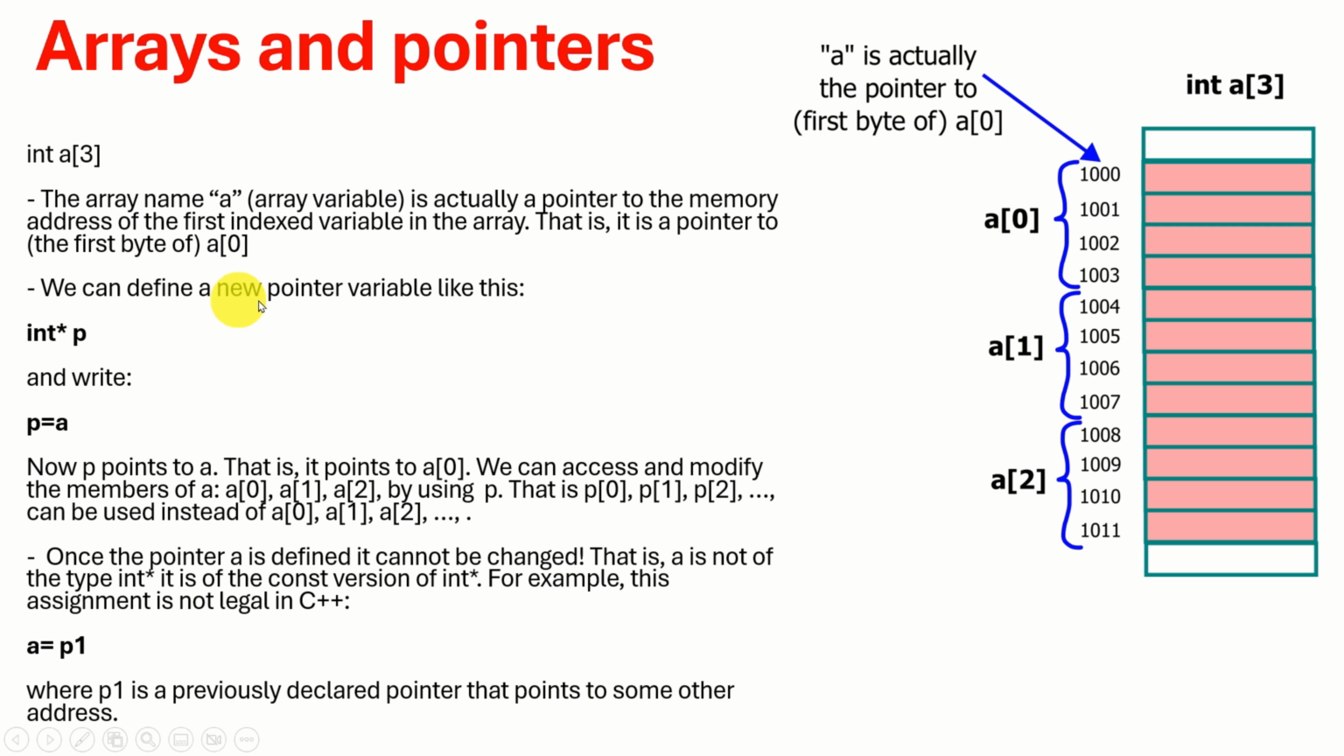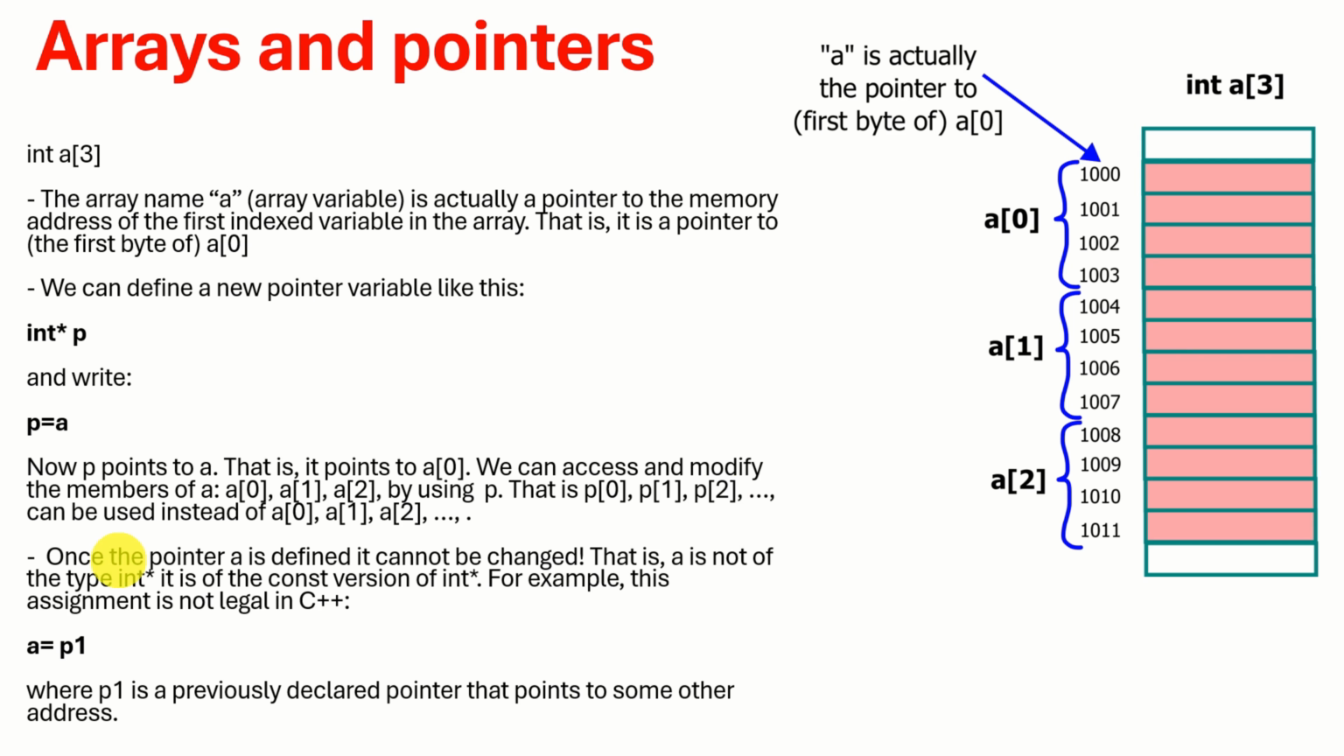Next, we can define a new pointer variable like this, int *p, and then we can write p is equal to A. Now p will also point to the address of the first byte of A0. That is, it will point to A0. And then we can access and modify the members of A, that is A0, A1, and A2 by using p. That is, we can simply access A0, A1, A2, etc. by typing p[0], p[1], and p[2].